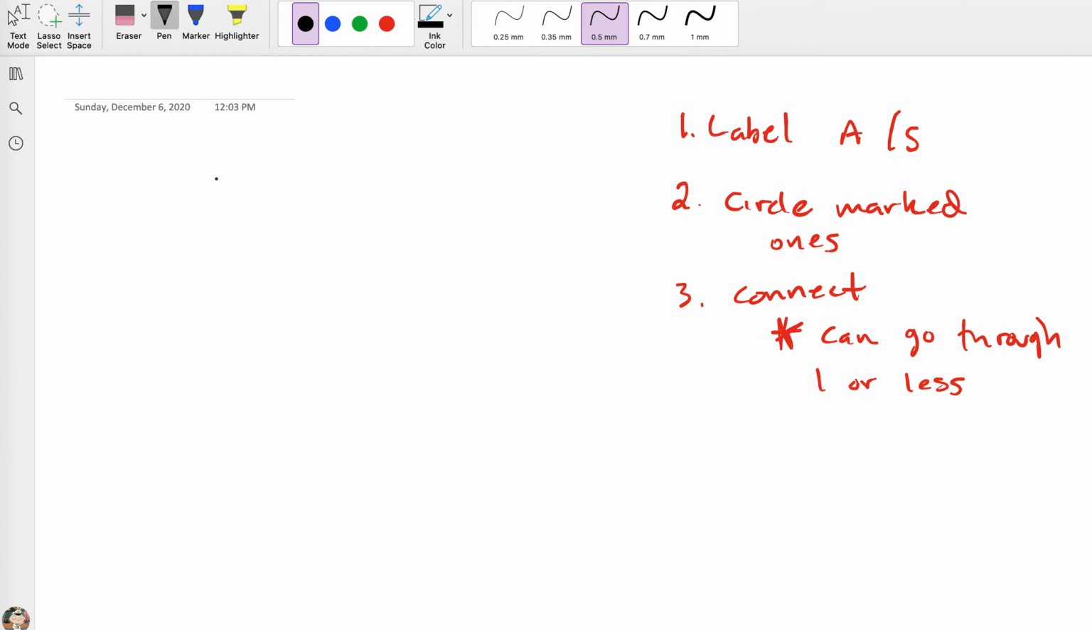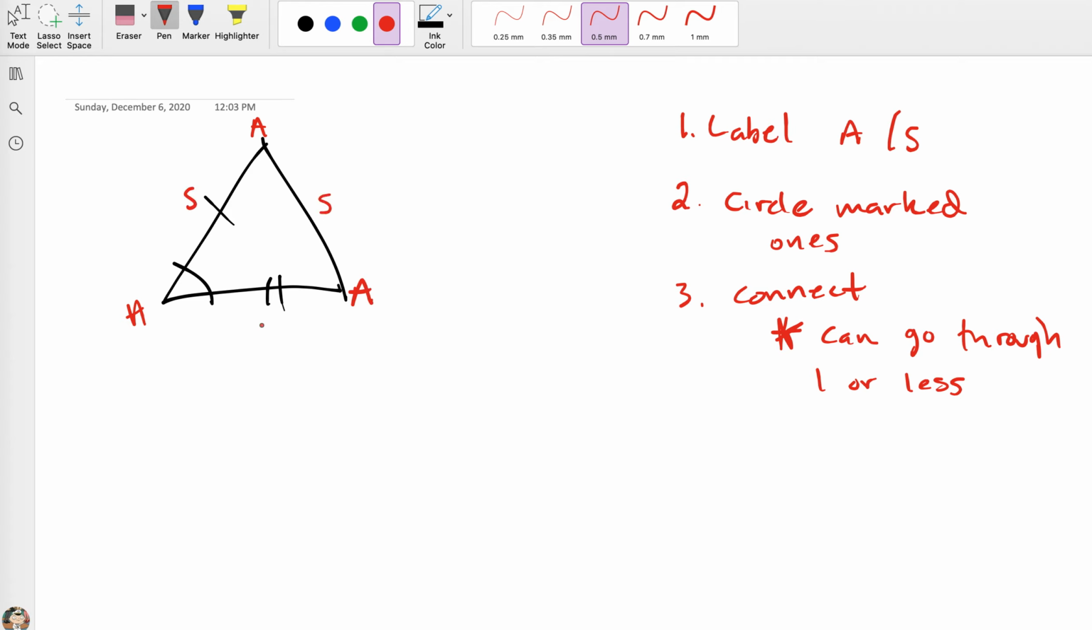So the best way to do it is let's try an example. So let's say you don't see this pattern, and instead of drawing 2 triangles, I'll just draw 1. And so you label the angles A, and then we label the sides S. So every triangle has 3 angles and 3 sides. If the triangles are congruent, all 6 pieces are congruent or equal.